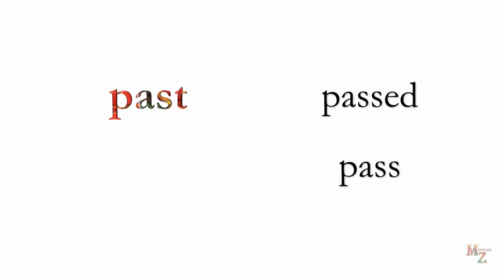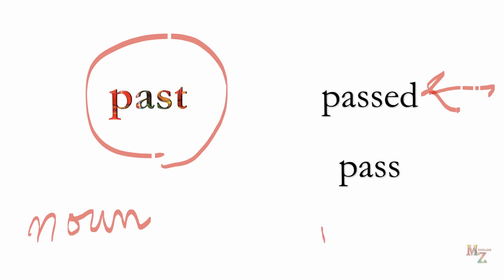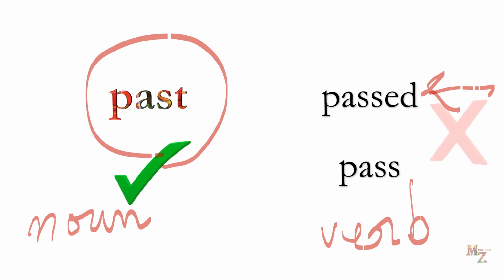I need you to know that there is PAST and PASSED. PAST is a noun and PASSED is the past tense of a verb. And PAST is what our lesson is about.